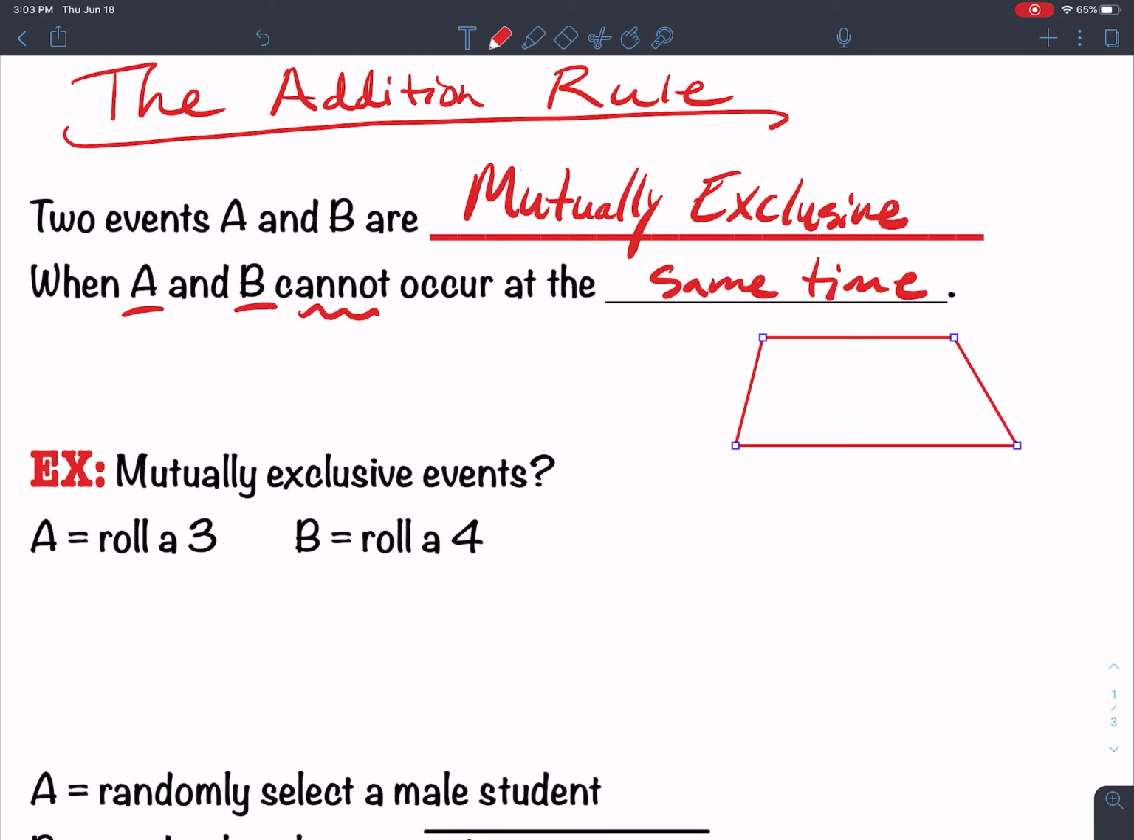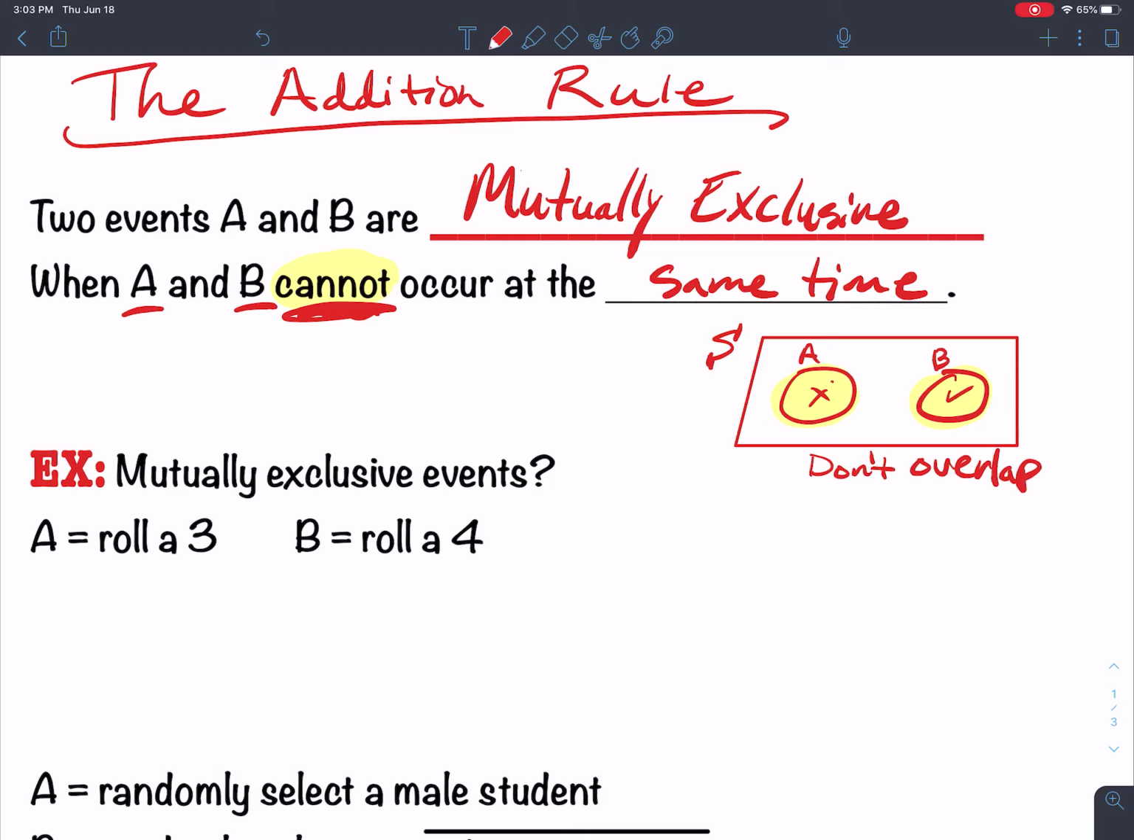If this is my sample space, and this is event A, over here is event B. They don't overlap, meaning they cannot occur at the same time. If I fall into A, then I'm not in B. And if I'm in B, then there's no way I can fall into A. They're mutually exclusive.